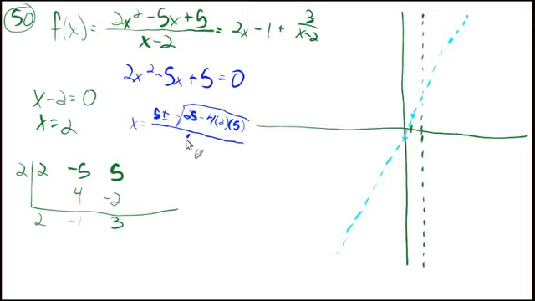Over 2a, so that'll be 4. 25 minus 40. Okay, so we can see already, even before I wrote this, that this is going to be negative. Take the square root of a negative. It's not real, so we don't have any real zeros. We don't have any x-intercepts.